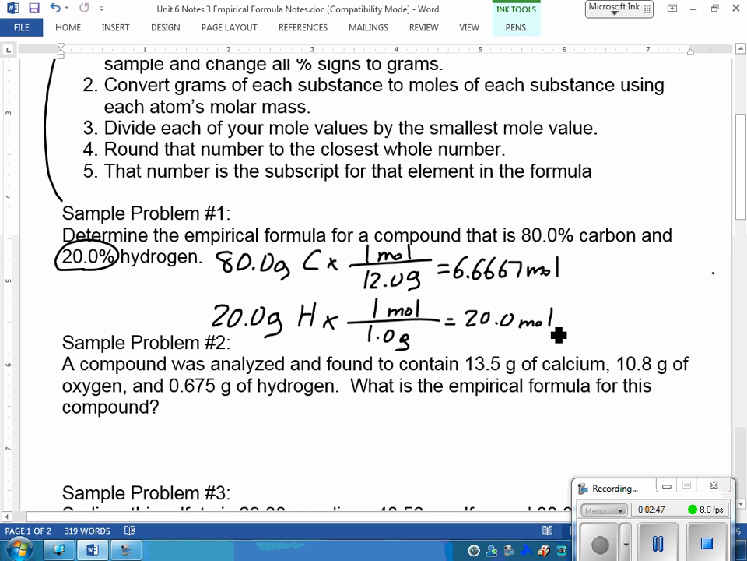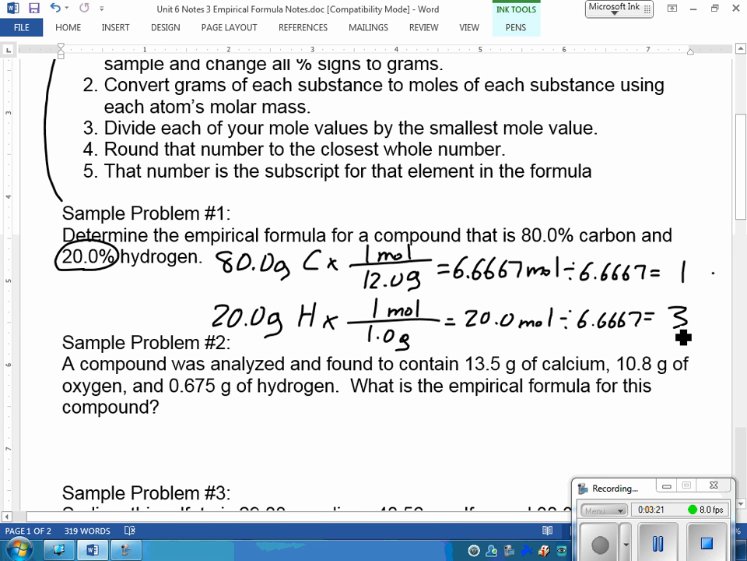So we've done step 2. Step 3, divide each of your mole values by the smallest mole value. Well, 6.6667 is our smallest mole value. So we're dividing both of those elements by that number. So 6.6667 divided by 6.6667 is obviously 1. But 20 divided by that number comes out to be 3.